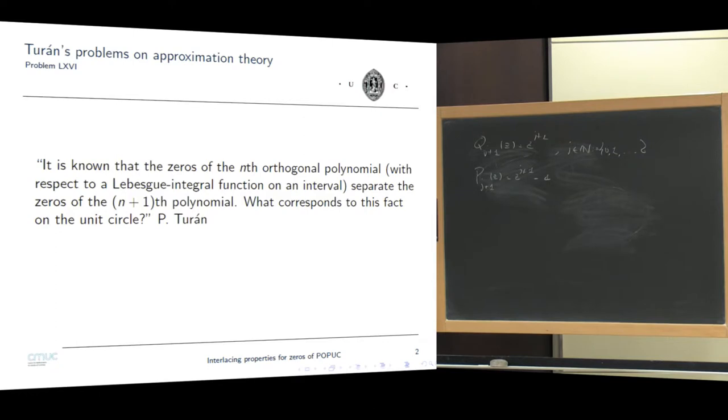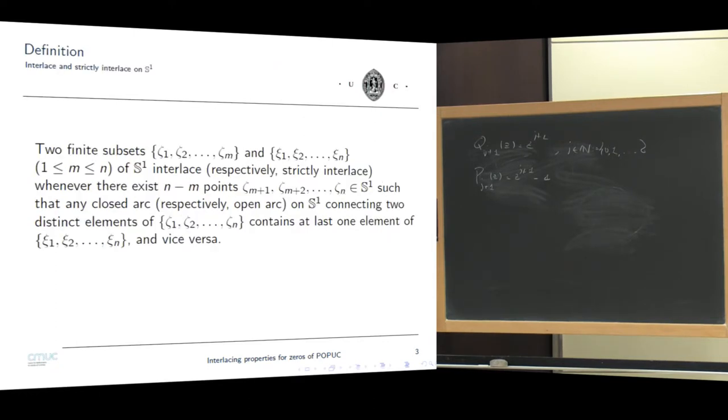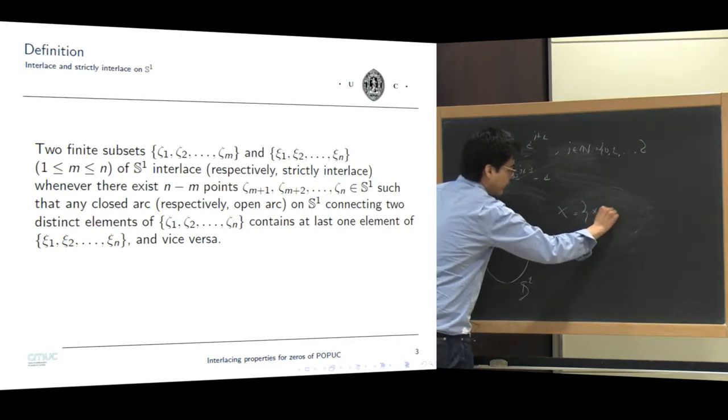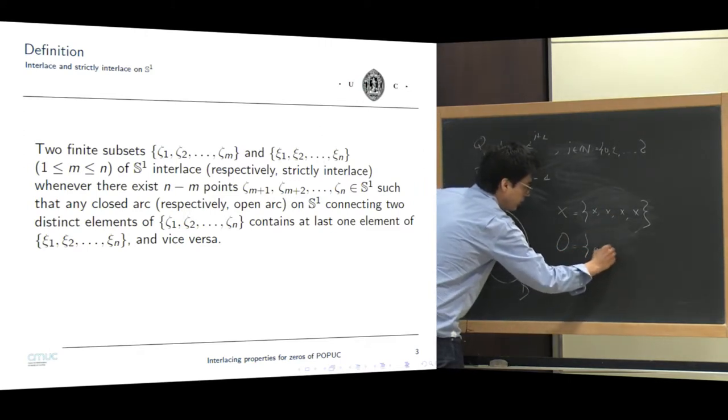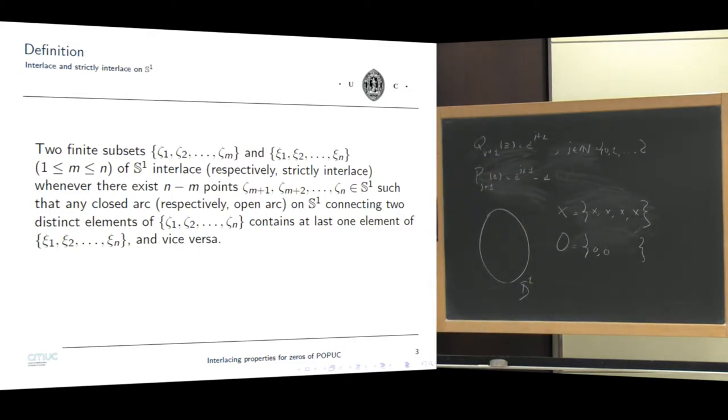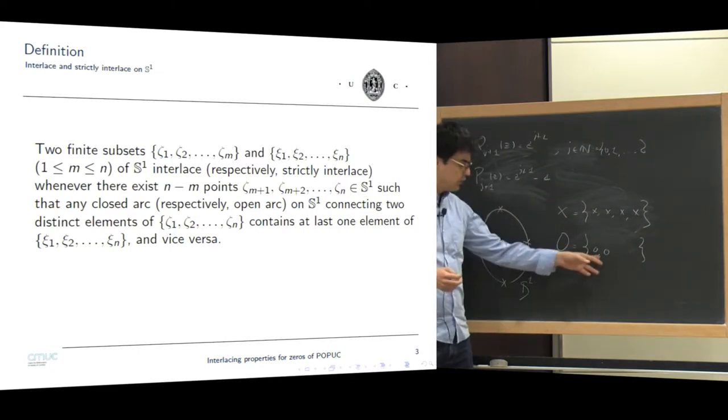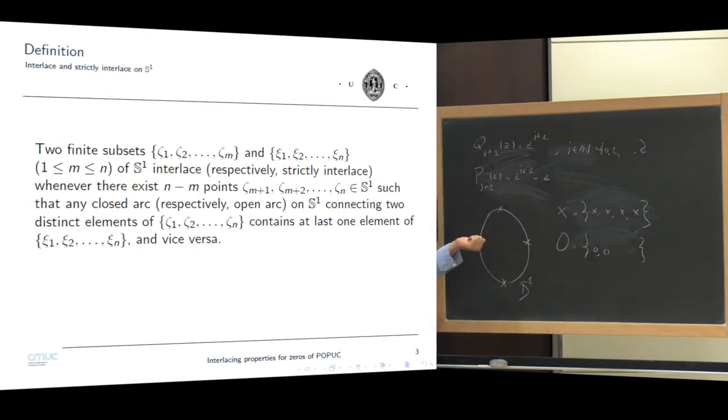Let me explain briefly with an example what I mean by interlacing on the unit circle. We have here S1. Suppose that we have a set with four different points on S1, and we have another set with two different points, also on S1. We can say that the elements of these two sets interlace on S1 if we can add to the small set two other points, also on S1, in order that between two points of any of these sets there is exactly one point of the other one. For instance, with this distribution and according to our definition, clearly the elements of these two sets interlace because we can add two points here.